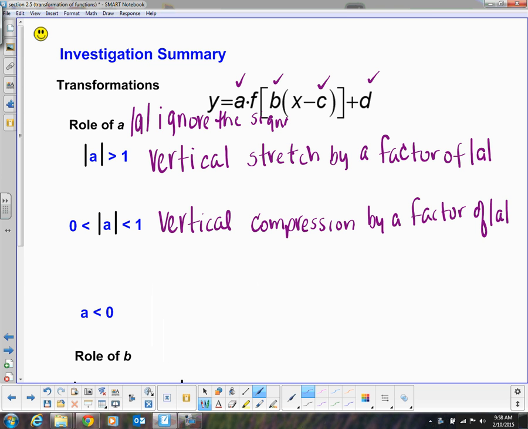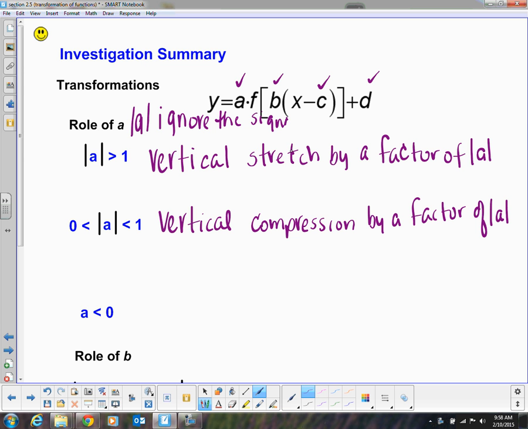So today it's all about description, and you'll have to describe on the test. Absolute value of A means ignore the sign. After ignoring the sign, if it's greater than 1, then it's a vertical stretch. Vertical, because A is being multiplied by F, which represents the Y value, and it's going to be by a factor of the absolute value of A. If A is between 0 and 1, then it's a vertical compression.